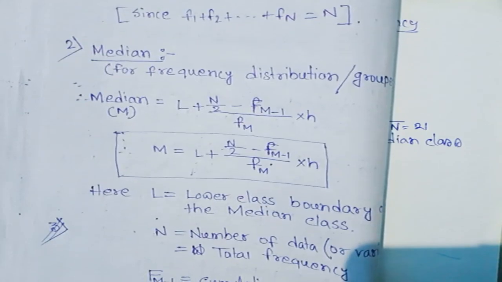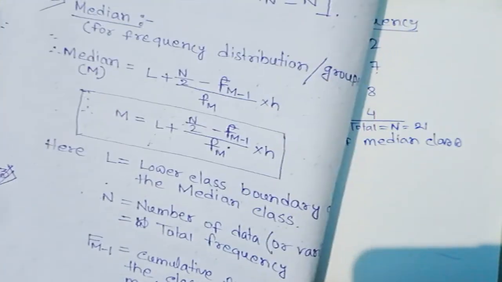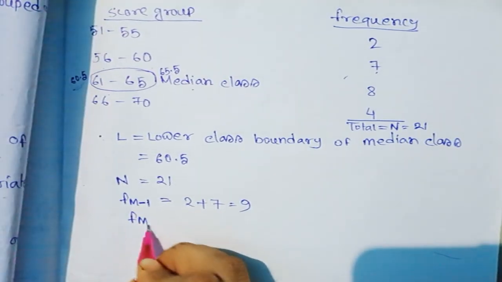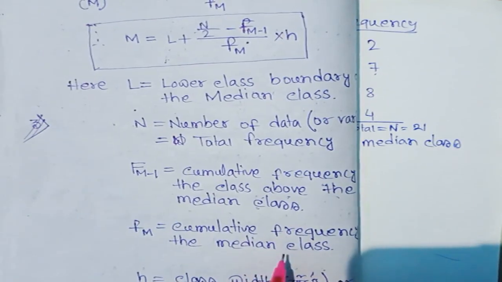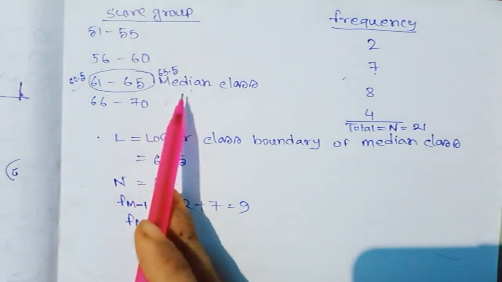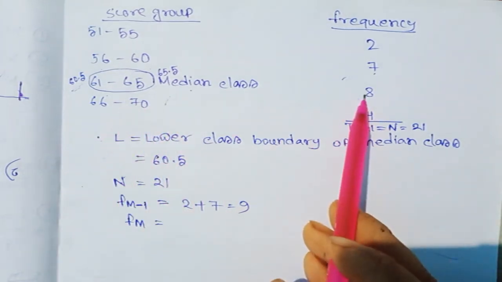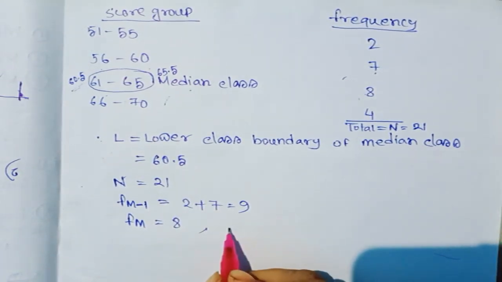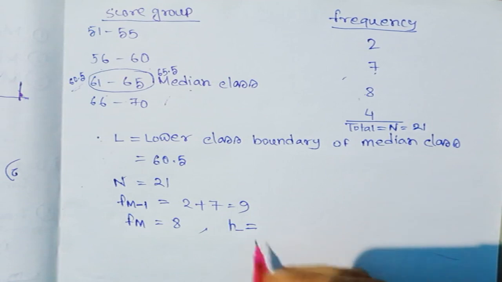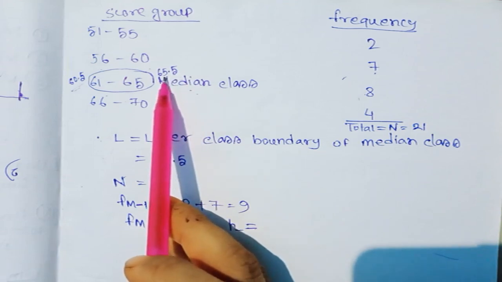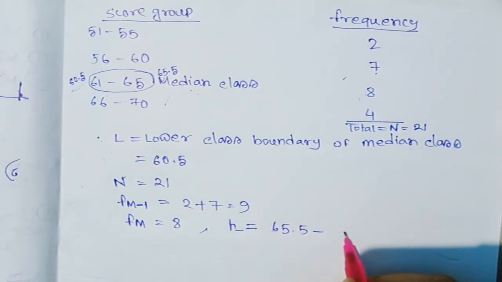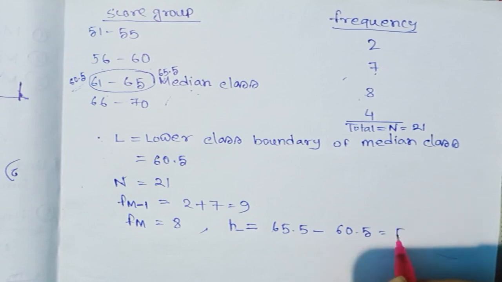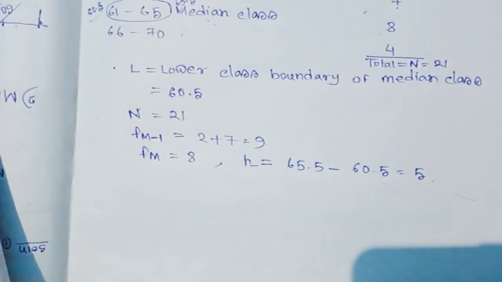Next, f of m. F of m is the frequency of the median class. Exactly which is the median class? The frequency is 8, so f of m will be 8. And last, h. H is the width or length of the median class, expanded from this point to this point. So the length will be 65.5 minus 60.5, that gives 5. So we get all our variable values.